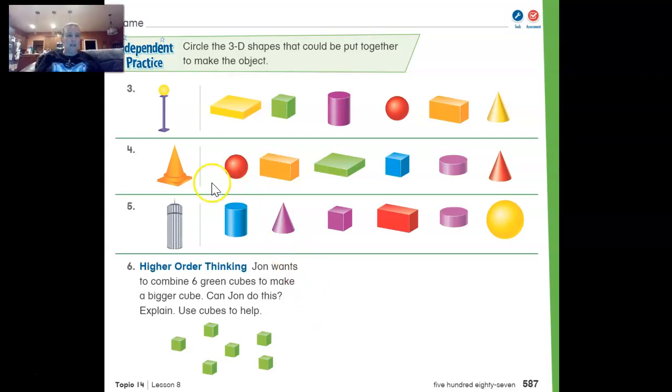That always helps me. All right, boys and girls, I hope you have fun with your shapes. When you're all done, I wonder if you can find some 3D shapes that are in your house or outside. They're all around us.